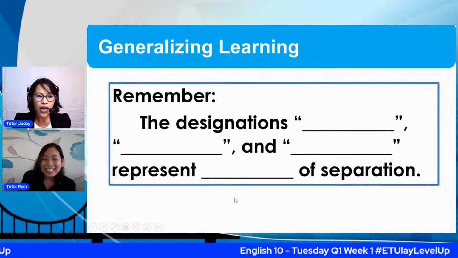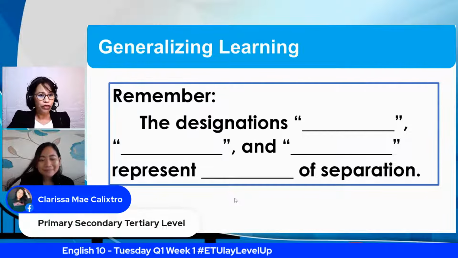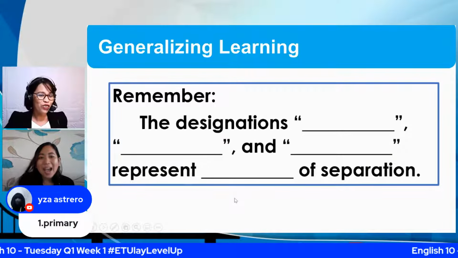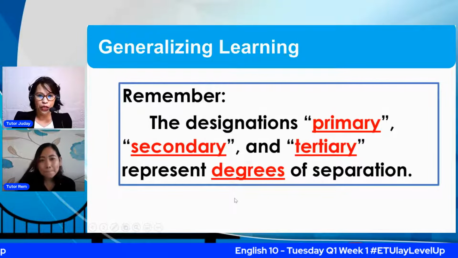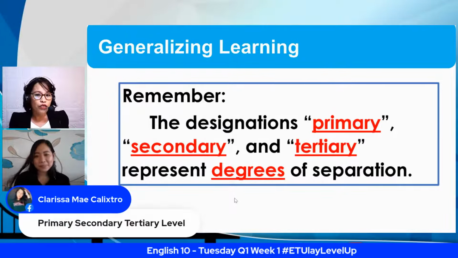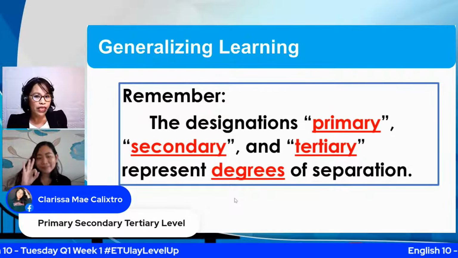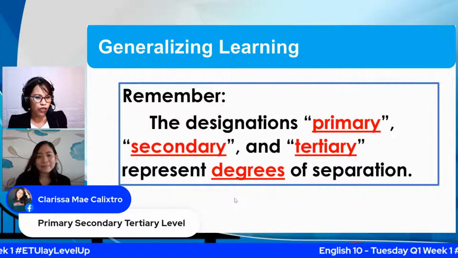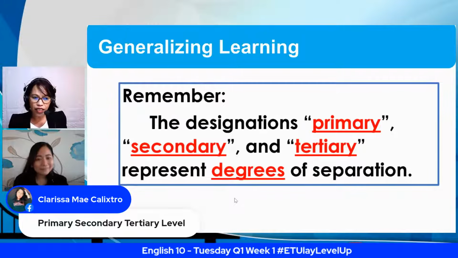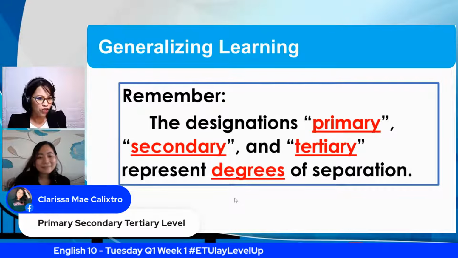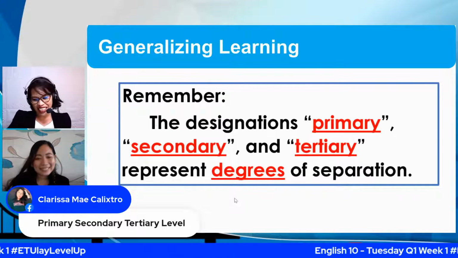While our wanderers are still typing their answers, let's reveal. Again, we have to remember that the designations primary, secondary, and tertiary represent the degrees of separation. There is a certain degree: first hand, second hand, and then the last would be the collection of the first and second hand information. That is our generalization.